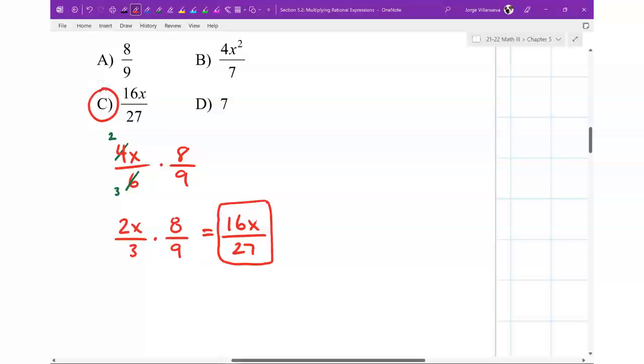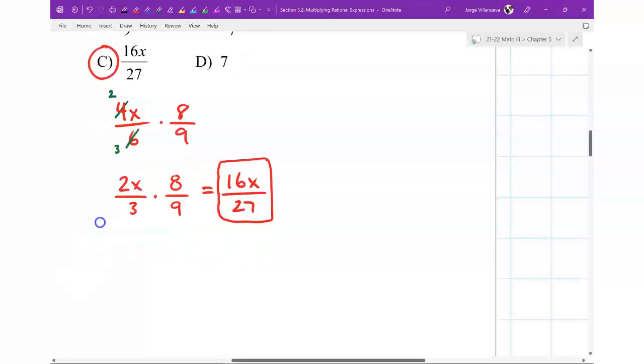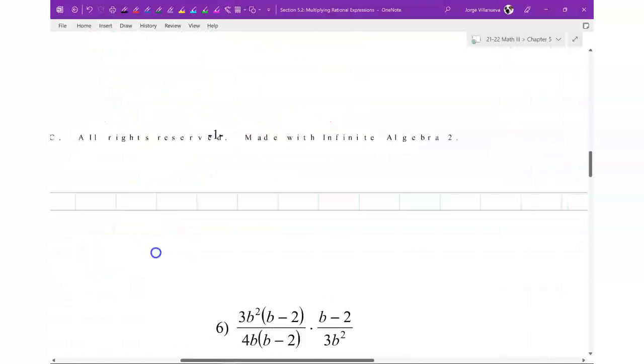So these are considered like the easier problems, okay? Nothing too big, nothing too complicated. Just kind of take your time, cancel stuff out as much as possible, and multiply. Right? I didn't have to do any factoring for this. Just maybe a little bit of a reduction. Okay? Now, let me show you a different problem.